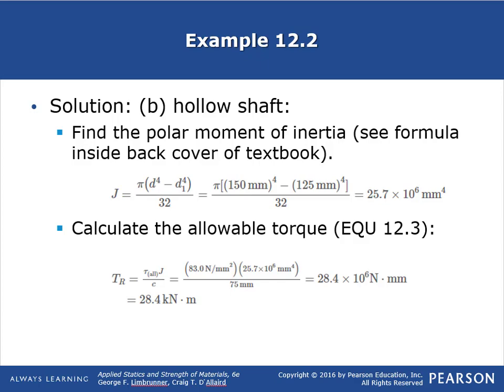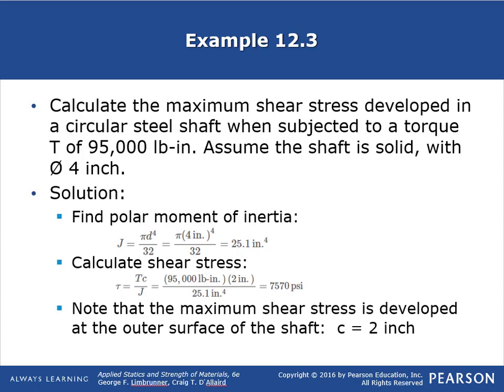Okay, next example. Calculate the maximum shear stress developed in a circular steel shaft when subjected to a torque of 95,000 pound-inches, assuming that the shaft is solid with a 4-inch diameter. First step, we're going to find the polar moment of inertia. That's pi d to the 4th divided by 32.